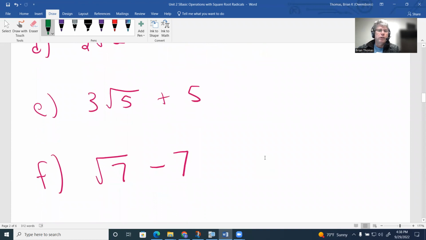If we look at this example here, we have 3 square root 5 plus 5. Notice this 5 is not inside a square root symbol. So these are considered unlike radicals or unlike terms. This is actually simplified as is. We cannot add those together, so that has to remain as is. Similarly, the square root of 7 minus 7, notice how the 7 is not inside a radical. So these are considered unlike terms, and this is also considered simplified. We don't go any further with that, unless I use the calculator to change it to a decimal, and we're not going to do that at this time.